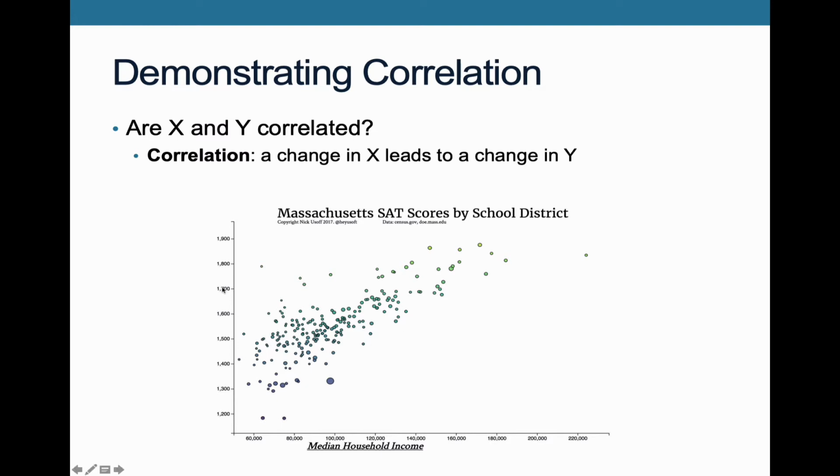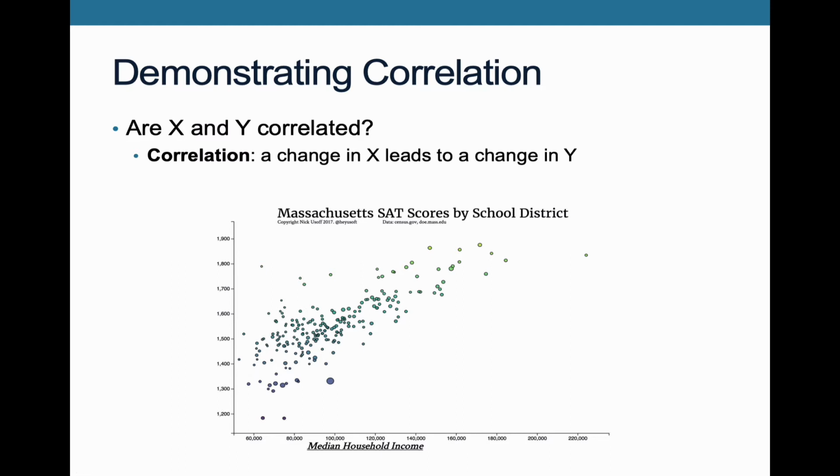And here we see with this example that as income goes up, SAT scores by school district also go up, right? So the hypothesis here would be that an increase in income is going to lead to higher SAT scores, where this is your x and this is your y. So we see a correlation here in the data.